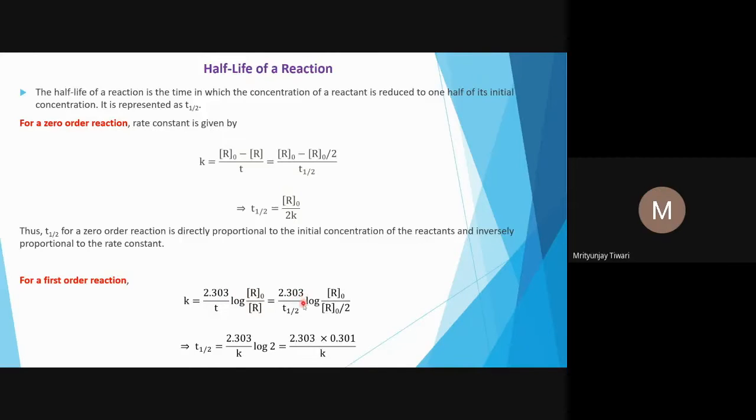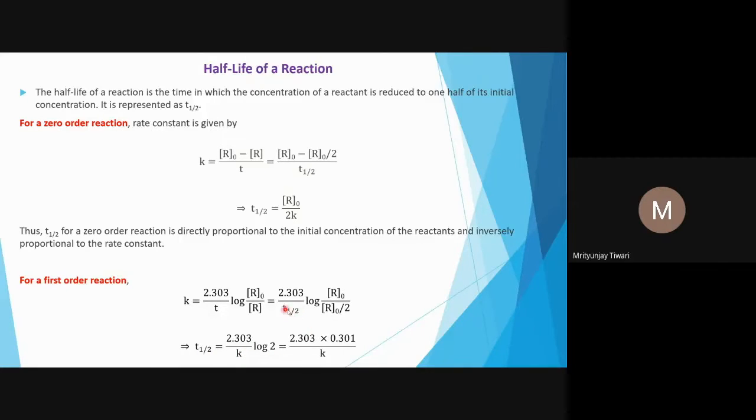And now 2.303 divided by T half, log, then if we check at this time T half, this R will become R naught by 2. So log R naught divided by R naught by 2. R naught and R naught will cancel out, so this will become log 2. So 2.303 divided by T half into log 2 is equal to K. So T half is equal to 2.303 divided by K log 2.